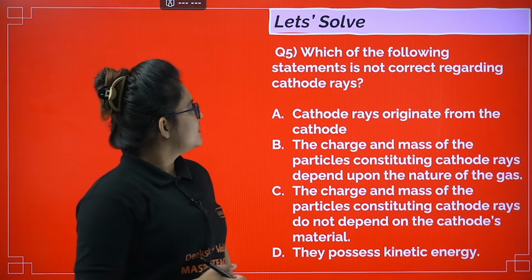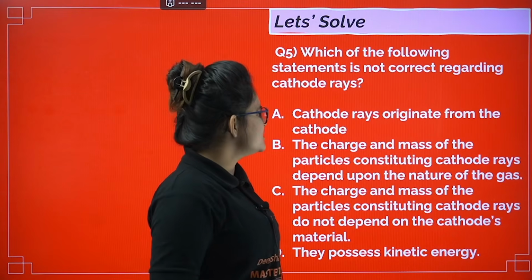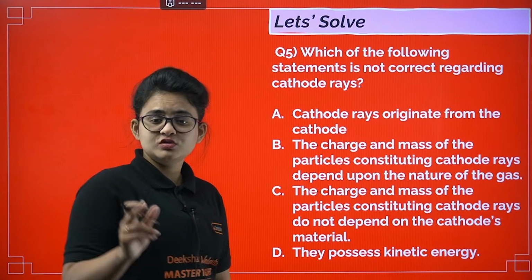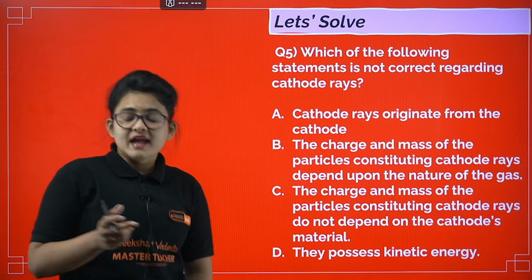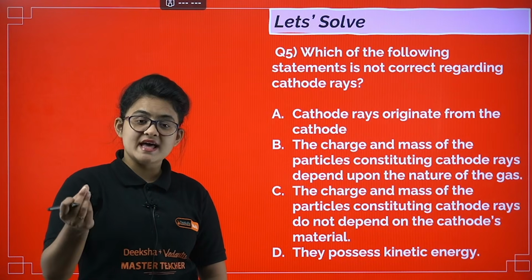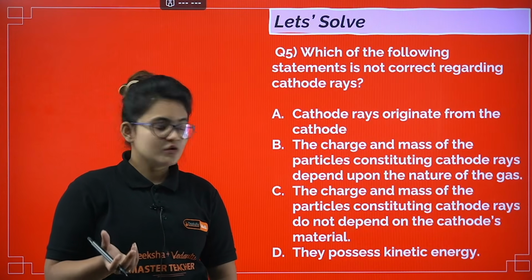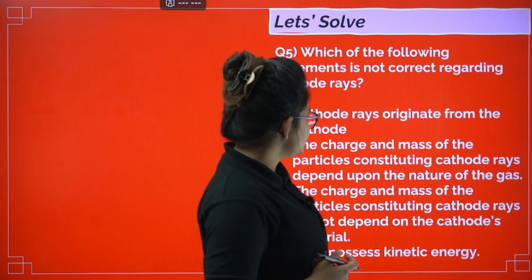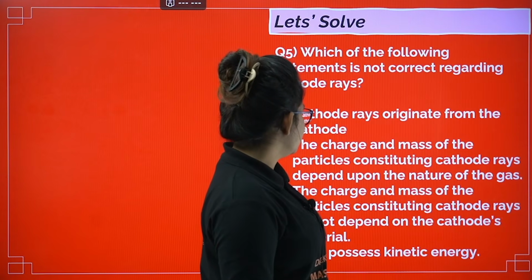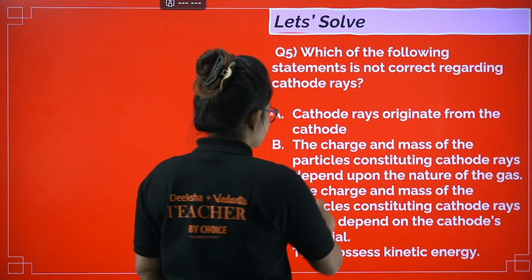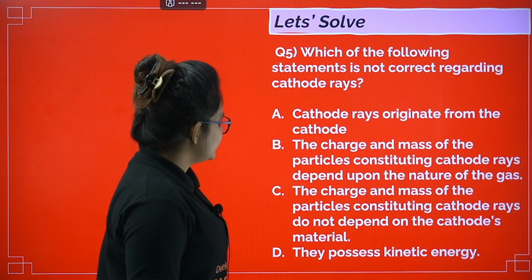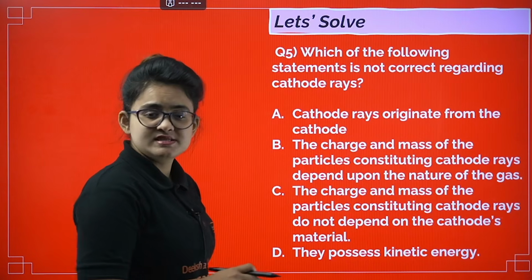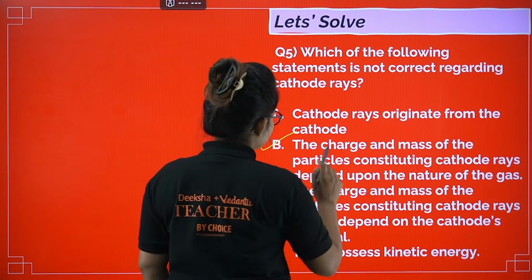Go ahead, one question: which of the following statements is not correct regarding the cathode ray? Cathode rays originate from the cathode. No, cathode rays do not originate from the cathode. They originate from the ionized gas particles present in the tube. Next, the charge and mass of the particles constituting the cathode rays depend upon the nature of the gas. Yes, that is true. The charge and mass of the particles of the cathode ray depend upon the gas that is present in it. I guess it is clear to you.